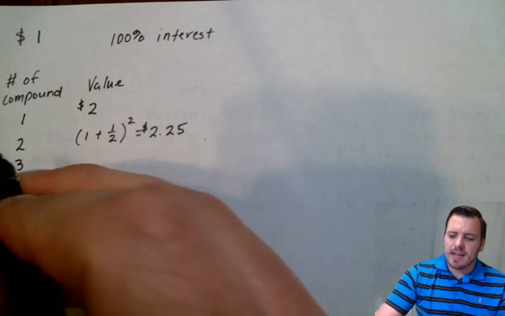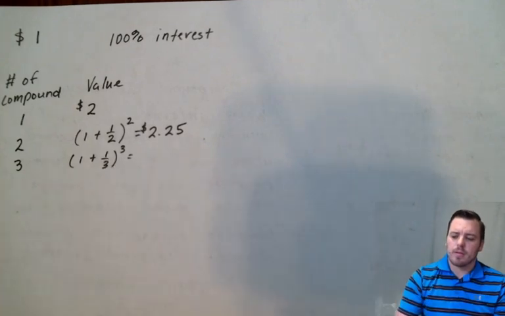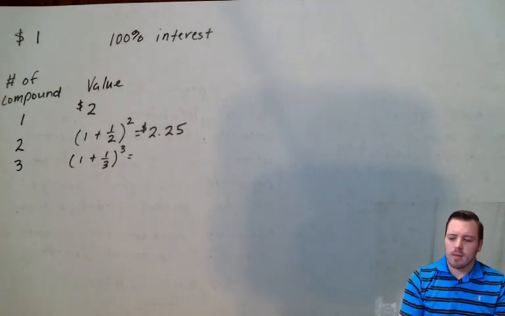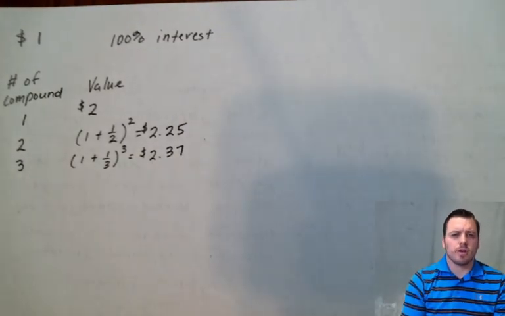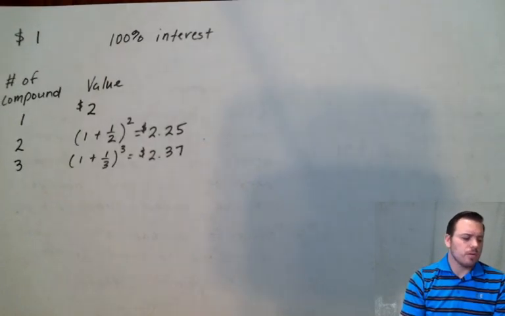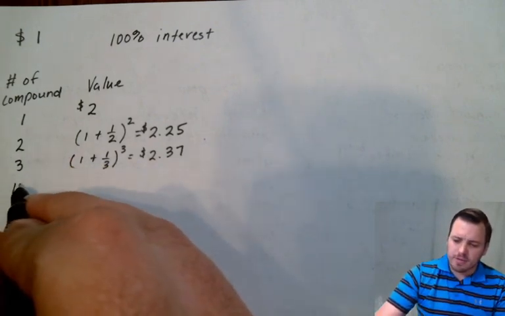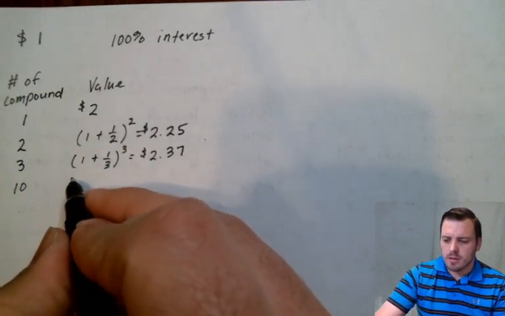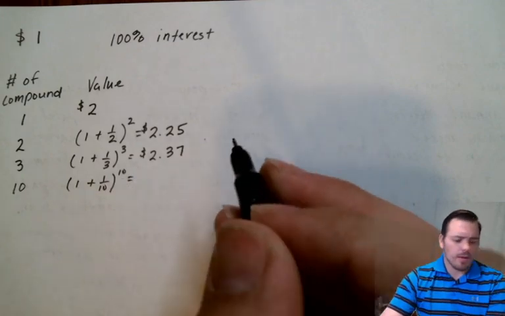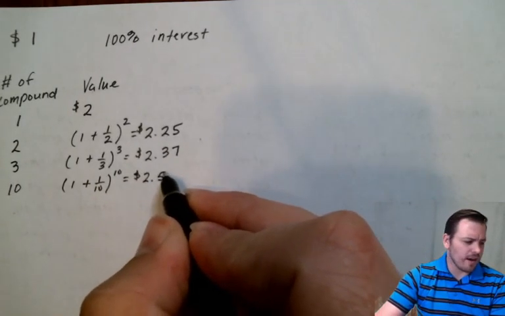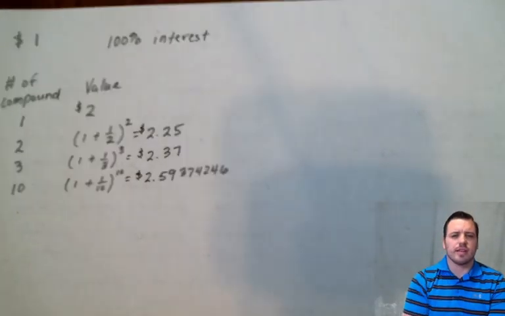If it compounded 3 times, that would just be 1 plus 1/3 cubed, and that would take us to $2.37. Let's jump it up a little bit and go to 10. What if it was compounded 10 times? 1 plus 1 over 10 to the 10th power. That would take us to 2.59374246. Just showing you the decimal.